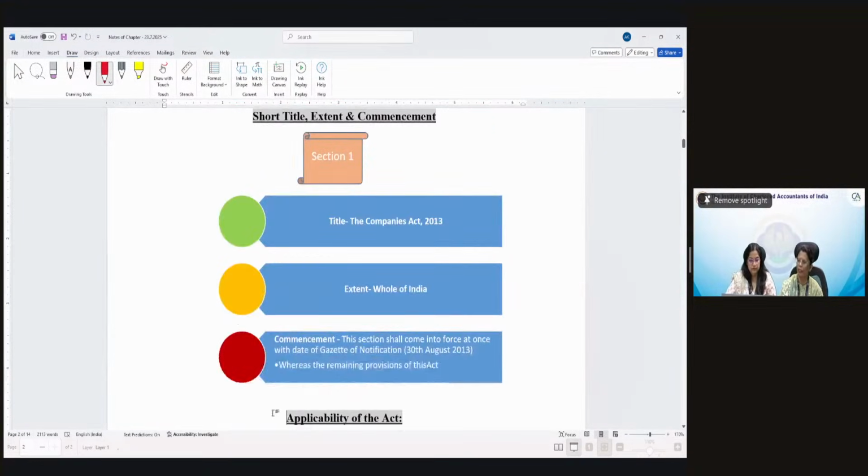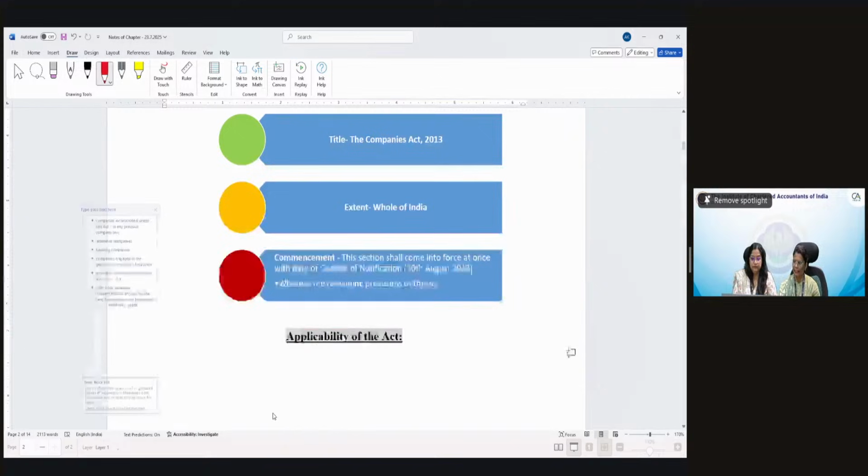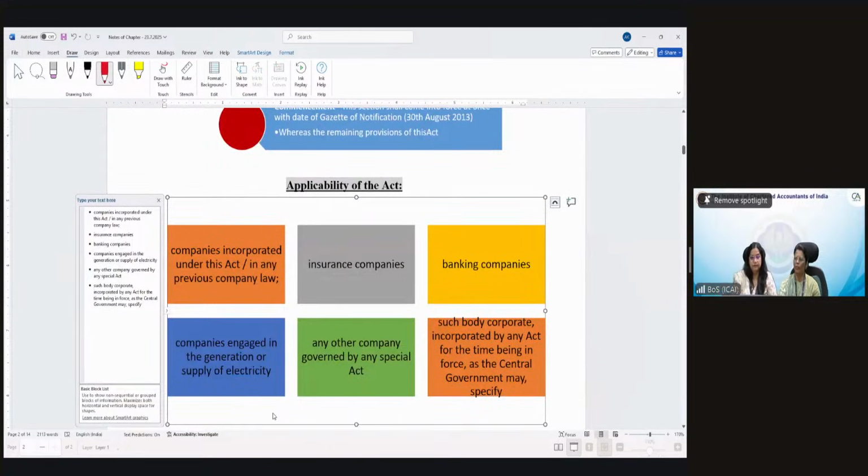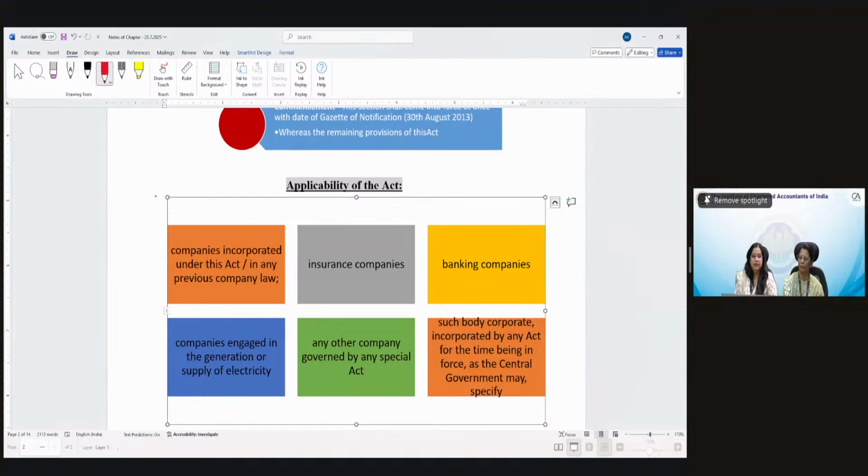Moving to the next, this has already been explained to you, so I'm not focusing on this particular part. You just need to remember that it extends to the whole of India. Now moving to the next topic, which is the applicability of the act. This is also one of the important things, because whenever any act is passed, it also regulates to what all this act is applicable. So here the applicability has been provided.